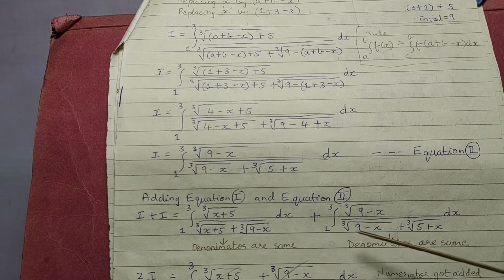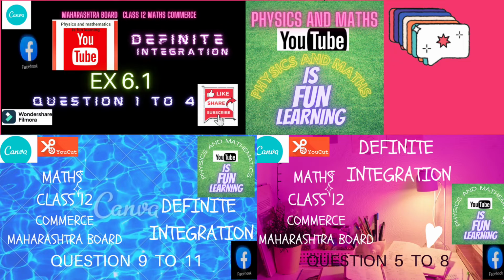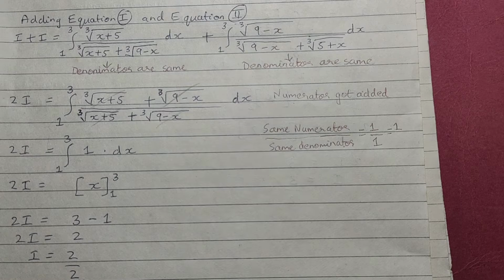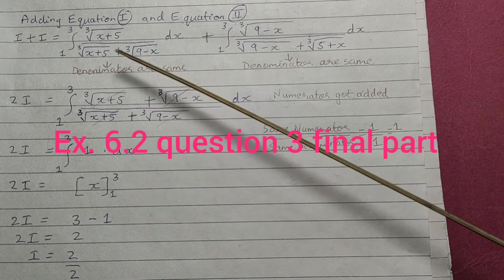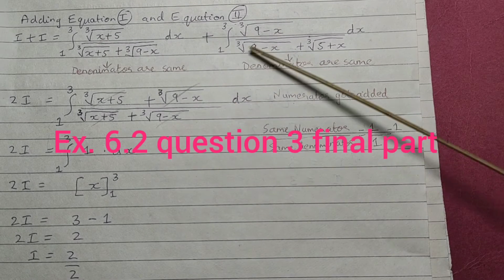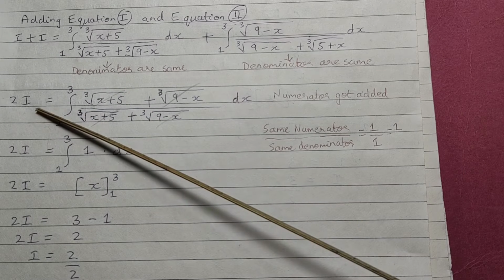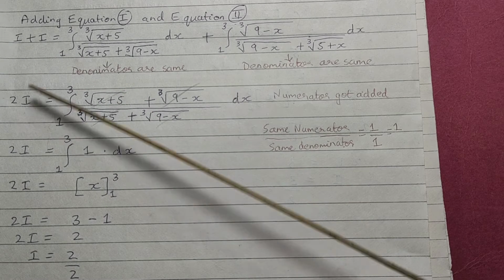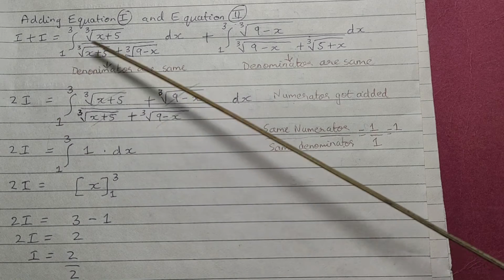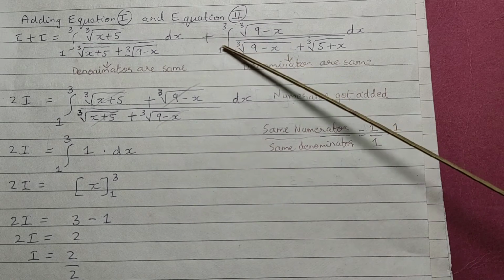Now you will see on both sides, in equation 1 plus equation 2, the denominators are the same. You can see clearly the denominators are the same. So we had added equation 1 and equation 2. Once we add equation 1 and 2, on the left hand side we get 2I. I plus I is 2I, and then we have to add these two functions.